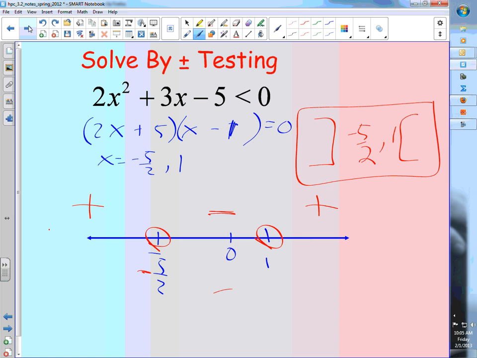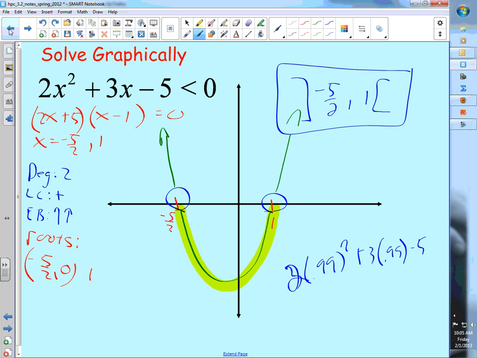Okay, so it's a visual, and I want to see the visual, either the plus minus test or the graph. And if you have another way, you just need to tell me what that other way is.